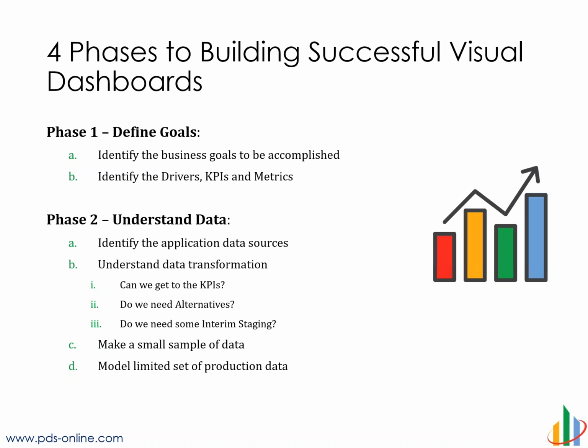The challenge, though, is sometimes what we want to do, we don't have data for, or we can't easily get the data. And that goes into phase two, understanding what data is available. So it's very important, obviously, to understand where the data comes from. But the next question is, can we get the right data? How do we need to transform the data?